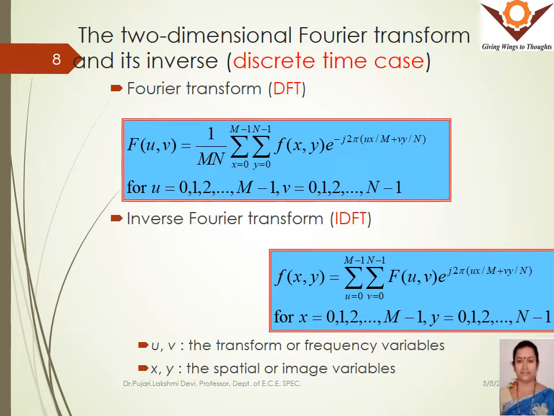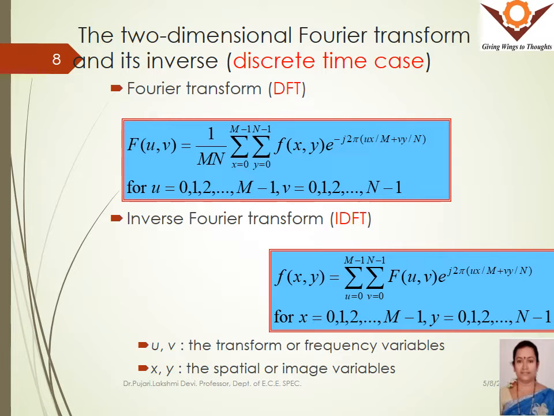These are the discrete Fourier transform of a two-dimensional function. The same goes for the inverse Fourier transform, if you want to evaluate it, that is the IDFT, inverse discrete Fourier transform. Then f of x,y is equal to the double sum, u equals 0 to M minus 1, v equals 0 to N minus 1, of F of u comma v times exponential of j 2 pi (ux by M plus vy by N). For x ranging from 0, 1, 2 and so on to M minus 1, and y ranging from 0, 1, 2 and so on to N minus 1.